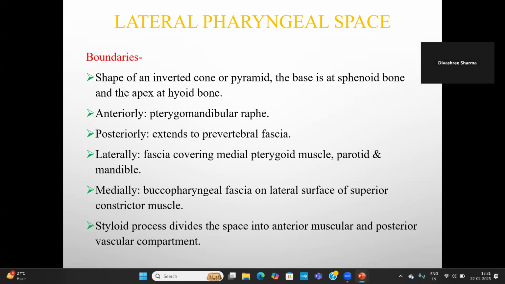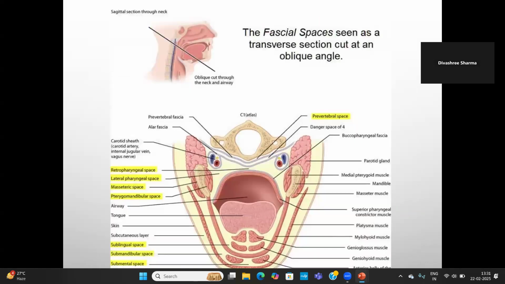The styloid process divides the space into an anterior muscular and a posterior vascular compartment. It is an inverted cone or pyramid shaped space. Its base is at the sphenoid bone and the apex is at the hyoid bone. The space can be understood through this picture.